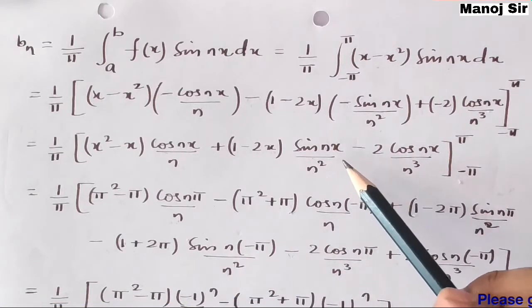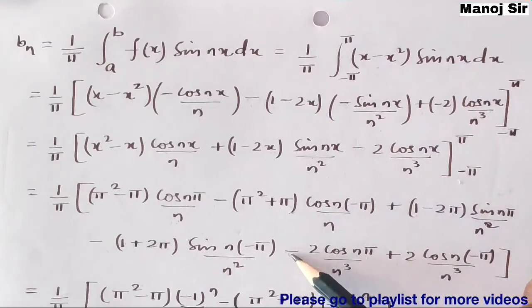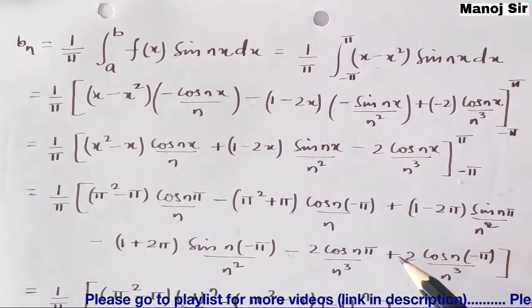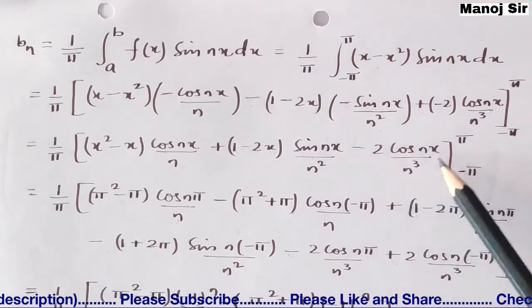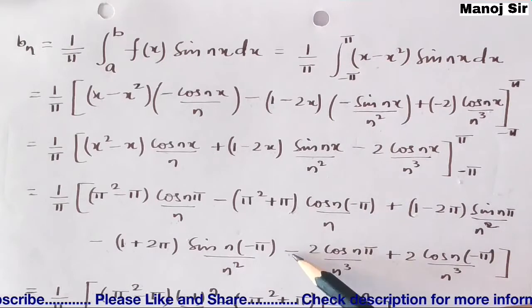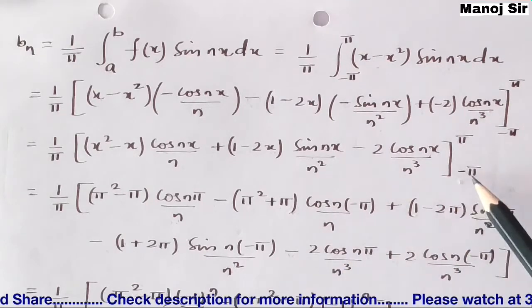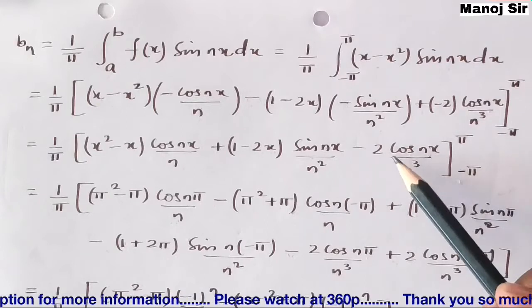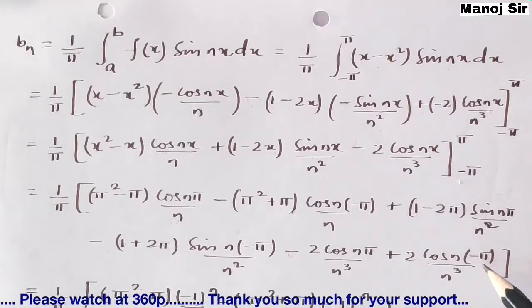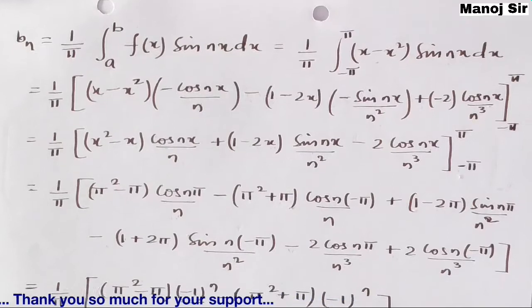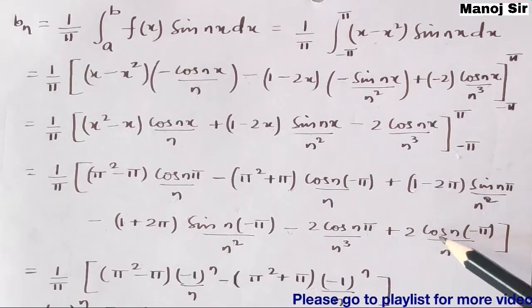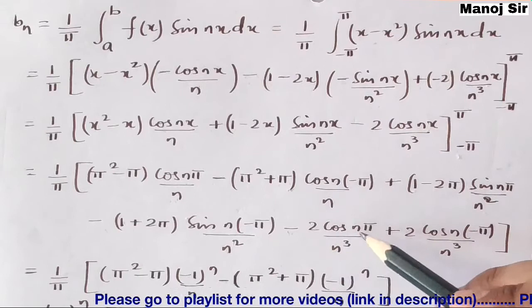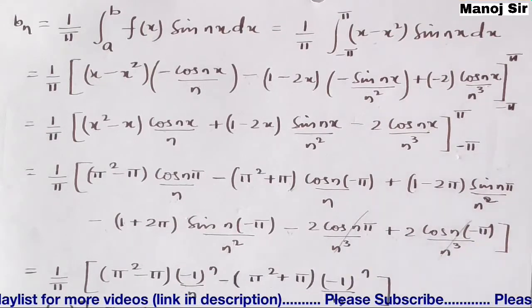Now coming to the third term, here we have negative. So upper limit is negative, lower limit is positive. If you put x equals to pi, this is going to be 2 cos n pi upon n cube, and since upper limit is negative, lower limit will be positive, if you put minus pi in place of x, this is going to be 2 cos n minus pi upon n cube. Since we know that cos of minus theta is cos theta, this is going to be cos of n pi. Here we have 2 cos n pi upon n cube, here we have minus 2 cos n pi upon n cube. Both terms will get cancelled.